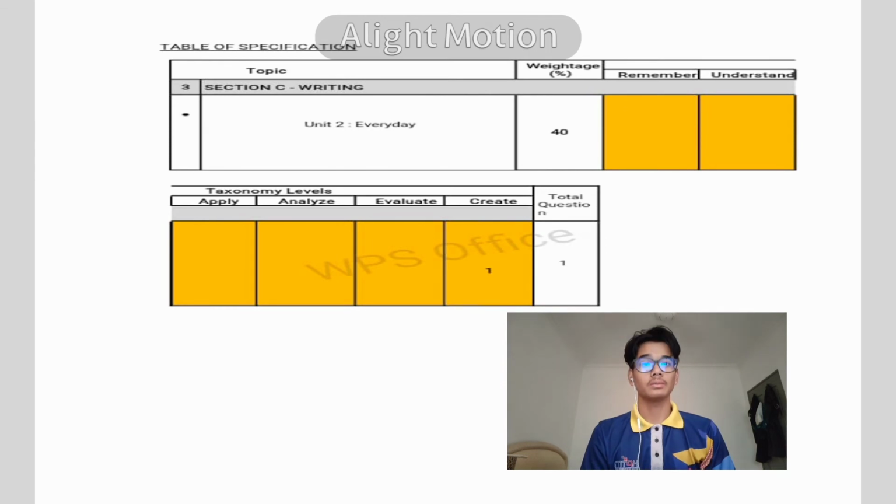So today I'm going to talk about the exam test. So for my test it is part C, which is writing. So the students have to write an essay of about 150 words about their family. So the weightage for this part is 40%. So it means this part, which is part C, brings a lot of marks to this exam. So the taxonomy level of this part is create. The students have to create an essay about their family.